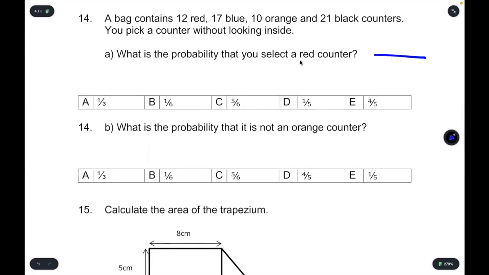In this case, the outcome is picking a red counter. So how many red counters are there? There are 12 red counters. So we can pick 12 out of a total of, what's the total of all these numbers?